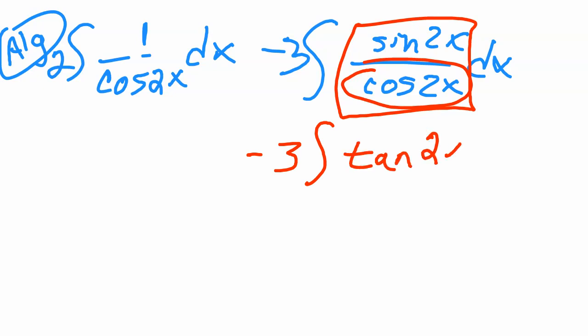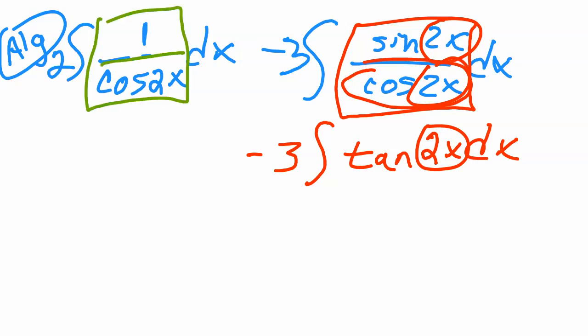So this would be tangent of 2x dx. Once again, my u is 2x, so I do have a u here. I'm going to want to clean that up a little bit. And then coming back on this other side, I've got 1 over cosine 2x.